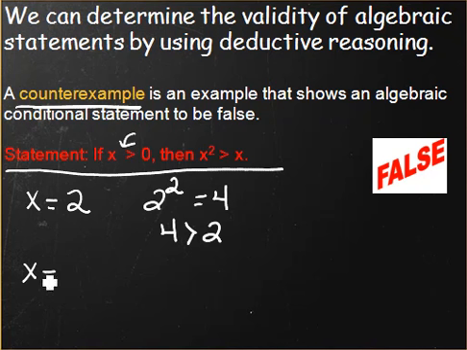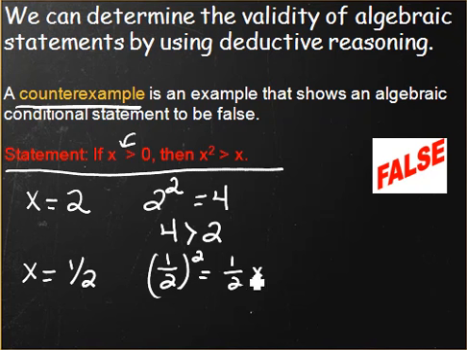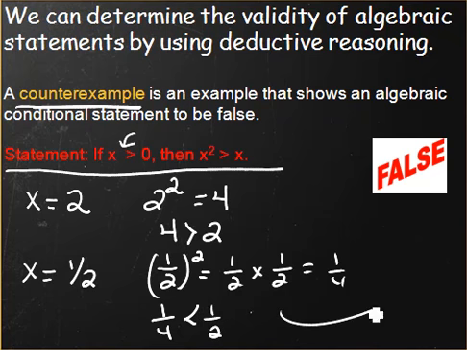What if we chose x equal to 1/2? If x equals 1/2, then 1/2 squared is 1/2 times 1/2, which is 1/4. And we want to know, is 1/4 greater than 1/2? And the answer is no, 1/4 is less than 1/2. Therefore, we found our counterexample, which makes this statement false or invalid.